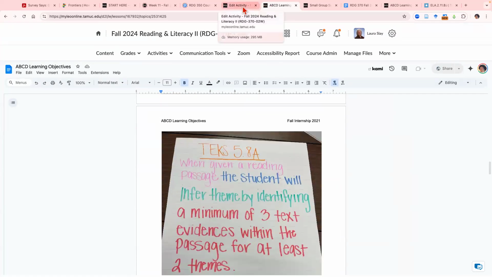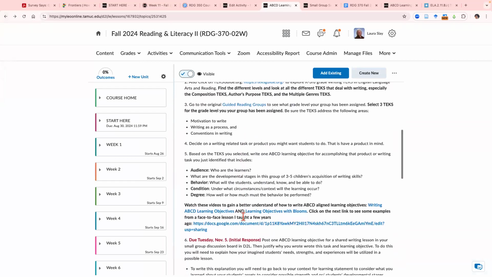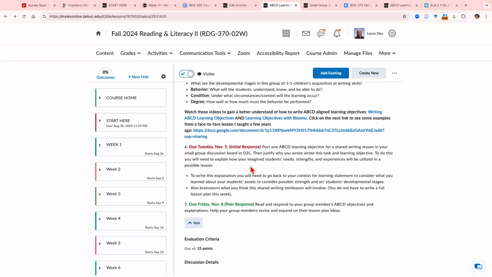So you're going to want to make sure that in your posts you're going to write the teaks and then the learning objective. So I need to make sure to add that you're going to actually add the teaks to your discussion post as well. Okay, so here's the part about the different learning objectives. And then you're going to write an initial response. So you're going to post the learning.